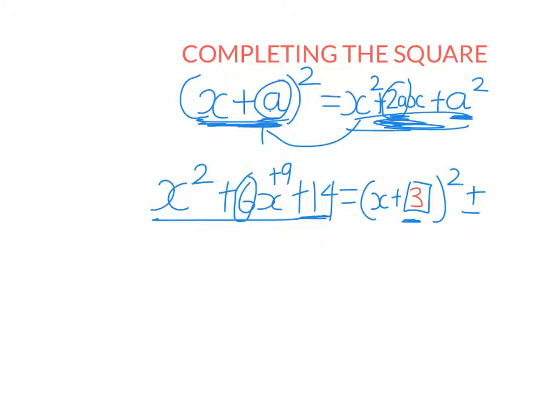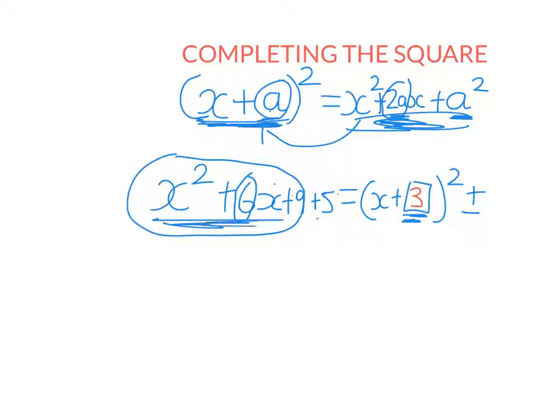So what I can do is rewrite this. I can change this positive 14 into a positive 9 plus 5. The reason I wanted to write 9 again is because this number in the bracket, 3 squared, gives me 9. Now this part is a perfect square. This is equal to x plus 3 all squared. So I'm adding a 5 to the end, and I haven't changed the expression. So x squared plus 6x plus 14 can be written like this.